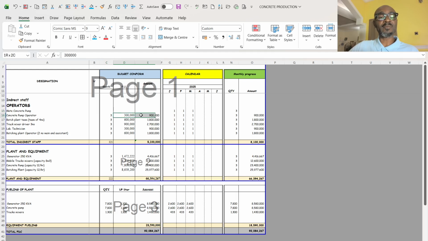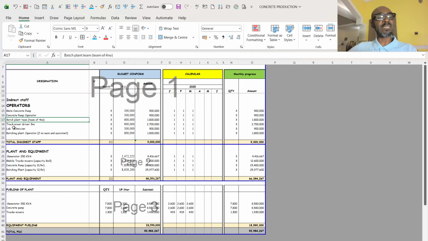So that it remains what it is, so that I don't distort what I had already planned. Then I have the concrete pump operator.